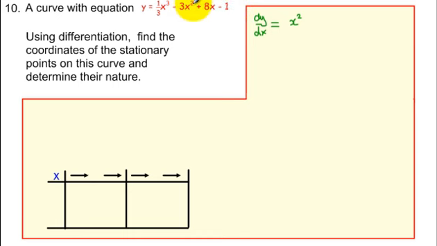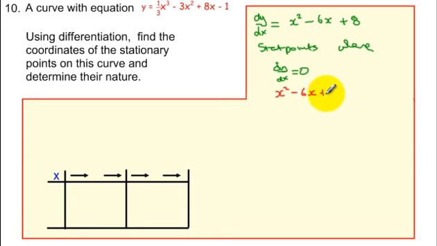Differentiating minus 3x squared, 2 times minus 3 is minus 6, and the x goes down to the power of 1, just x. Differentiating 8x just gives us plus 8. Differentiating the minus 1 is 0. So dy by dx is equal to x squared minus 6x plus 8. Now stationary points are found where dy by dx is equal to 0. In other words, where x squared minus 6x plus 8 is equal to 0.